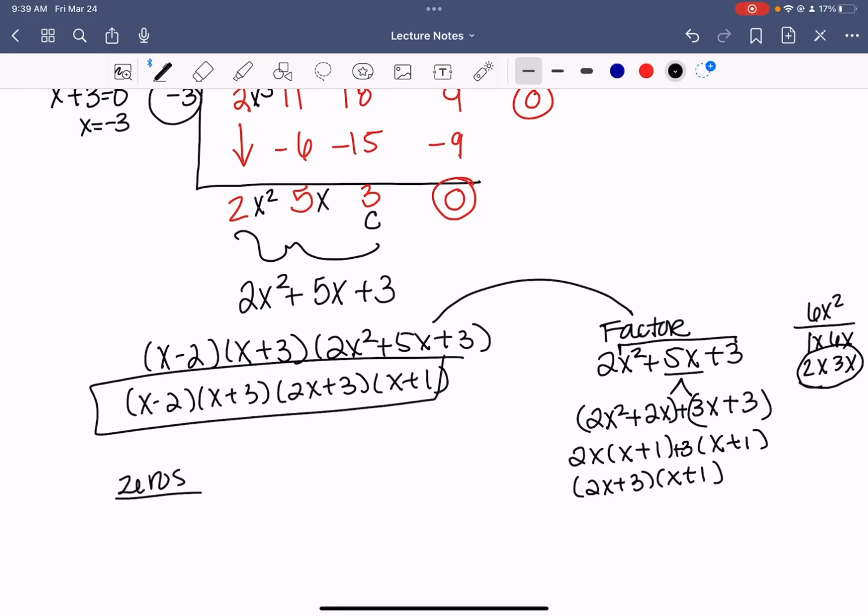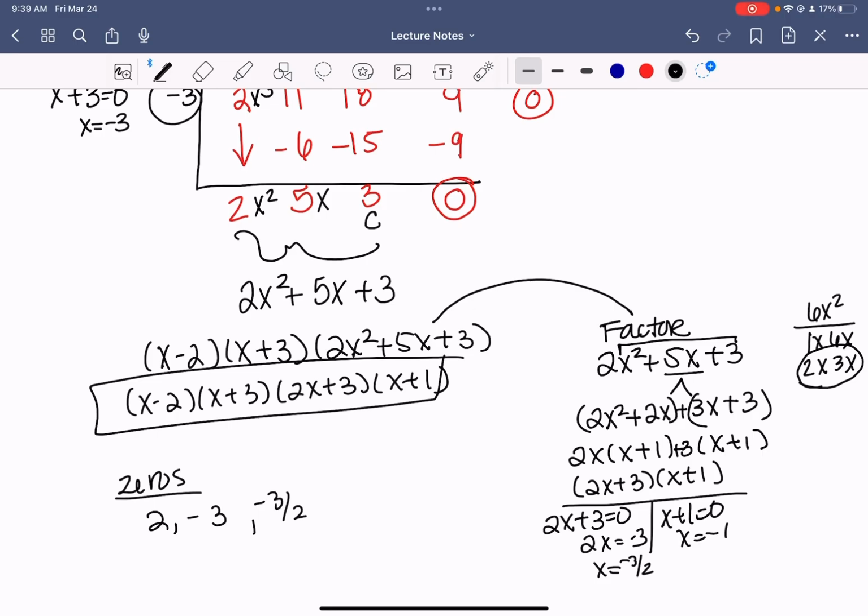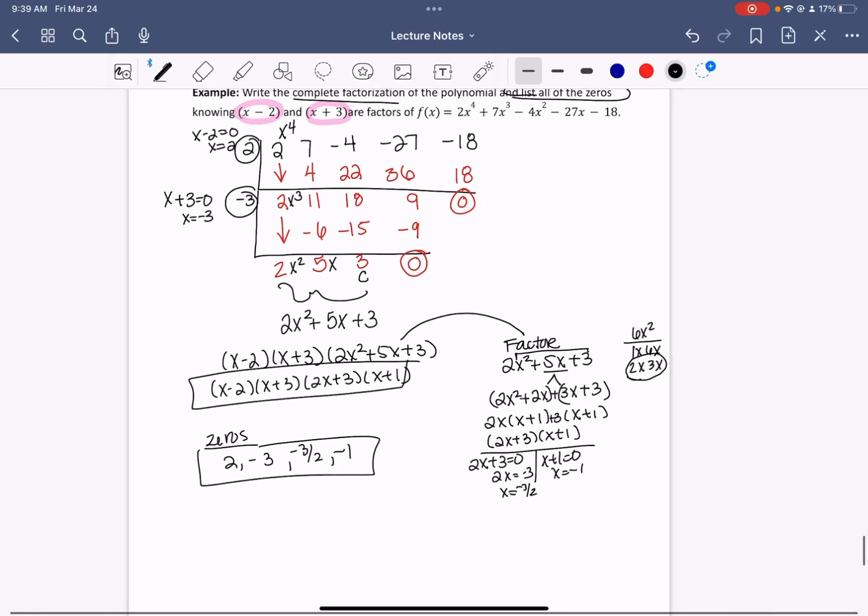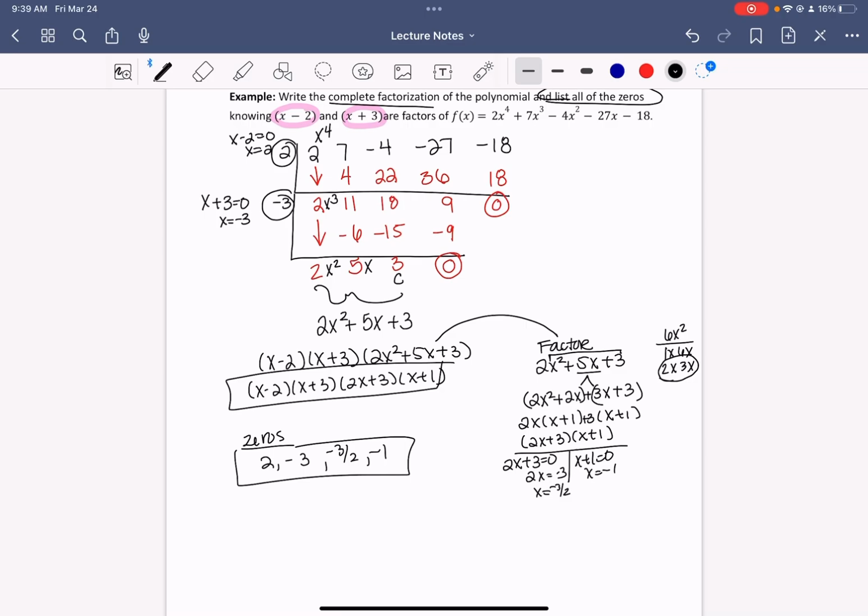And then when you go into your zeros, we already know 2 and negative 3. You could just continue this work here and set these equal to 0. So that gives me x equal to negative 3 halves and x equal to negative 1. So look at the skill set that we've gotten to. We were able to take this 4th degree polynomial and break it down into the complete factorization of linear terms and find all of its zeros. And this is the work that would need to be shown for this problem in an exam situation.